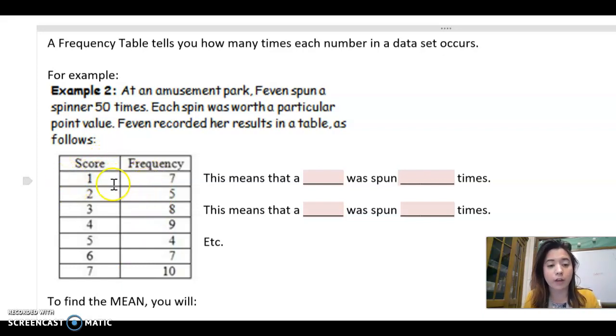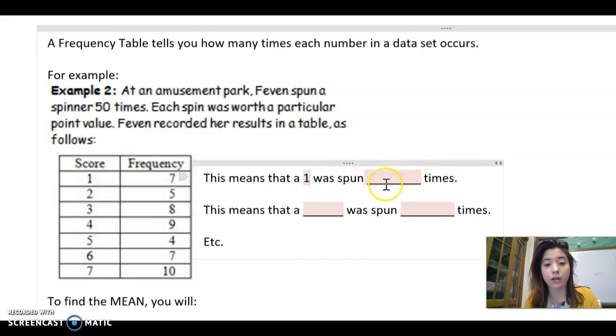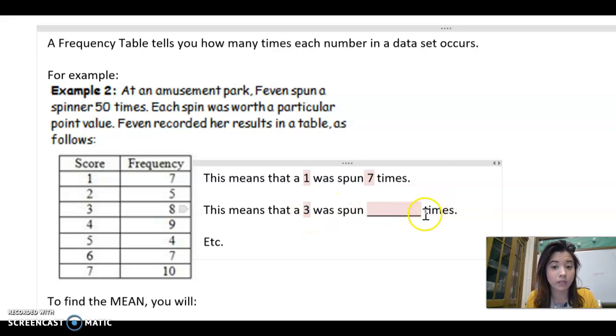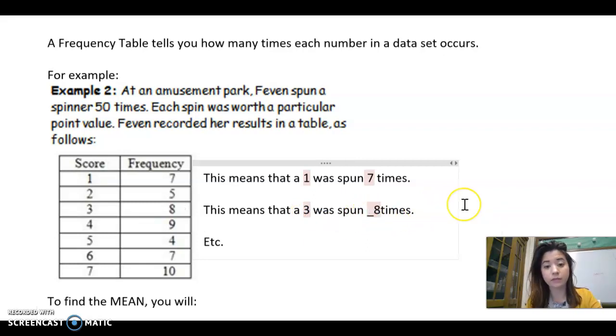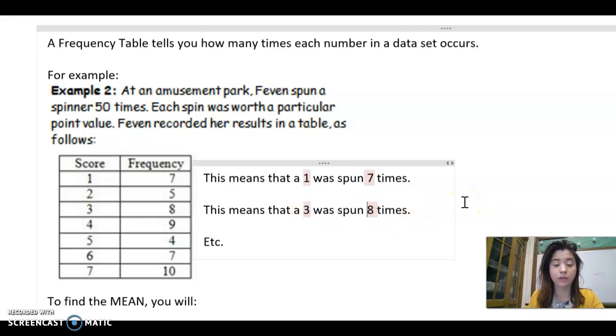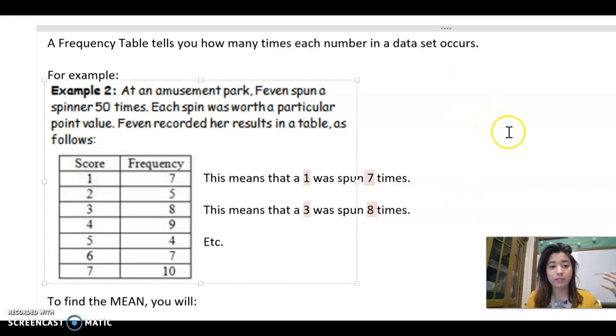So it looks like when we look at this, the score of 1 showed up 7 times. So that means that a 1 was spun 7 times. So this is telling you what the thing is. The frequency tells you how many times they got that number. So this one would mean the score 3, they got how many times? 8 times. So again, on a frequency table, where it says frequency, that just tells you how many times that thing showed up.